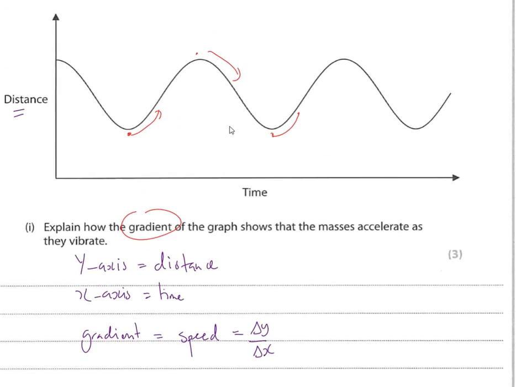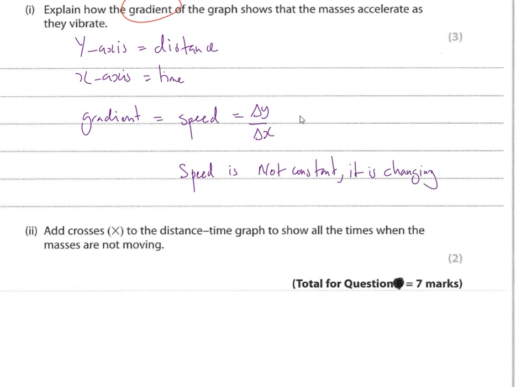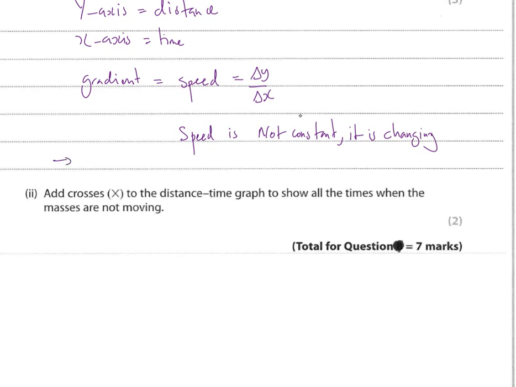Now what is happening to the speed on the graph? Look, the graph here is negative, positive, negative, positive, negative, positive. What did it show us? This showed us that the speed is not constant. It is changing. So this leads to a change in speed over time. And we know that change in speed over time leads to acceleration.